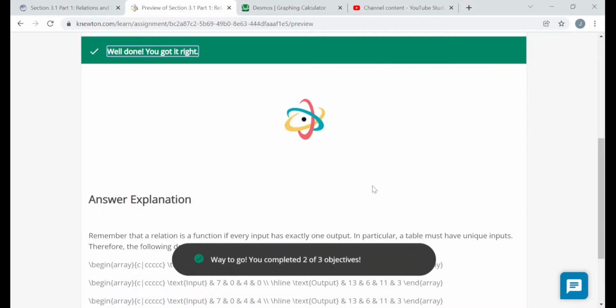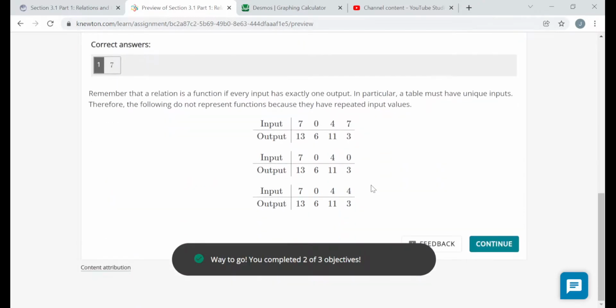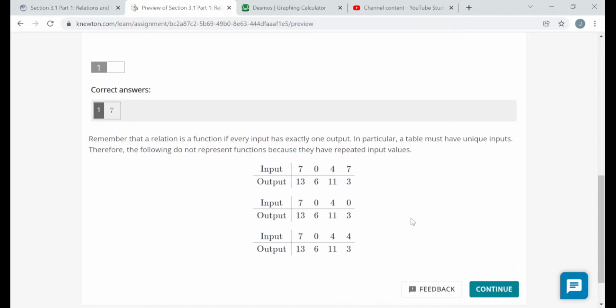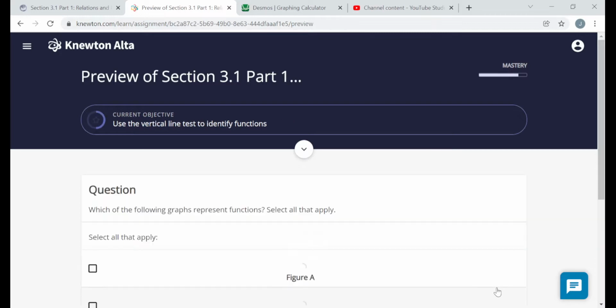All right. So again, it's taking all 3 of them. 7 is an answer, 0 is an answer, 4 is an answer. That would make this not a function. Any other number, and it would be a function. All right, so that objective is done.